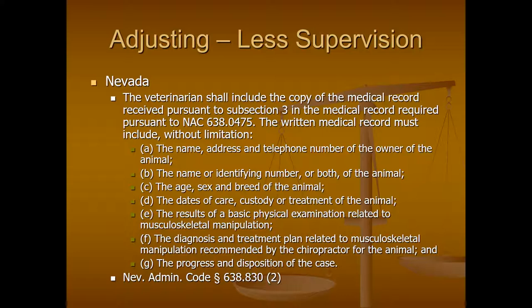Nevada's rules also include a specific list of what needs to be included in those records. Name, address, and phone number of the owner, name or identifying number of the animal, etc. Be sure you document the diagnosis and treatment plan. Be sure you document the progress and disposition of the case.